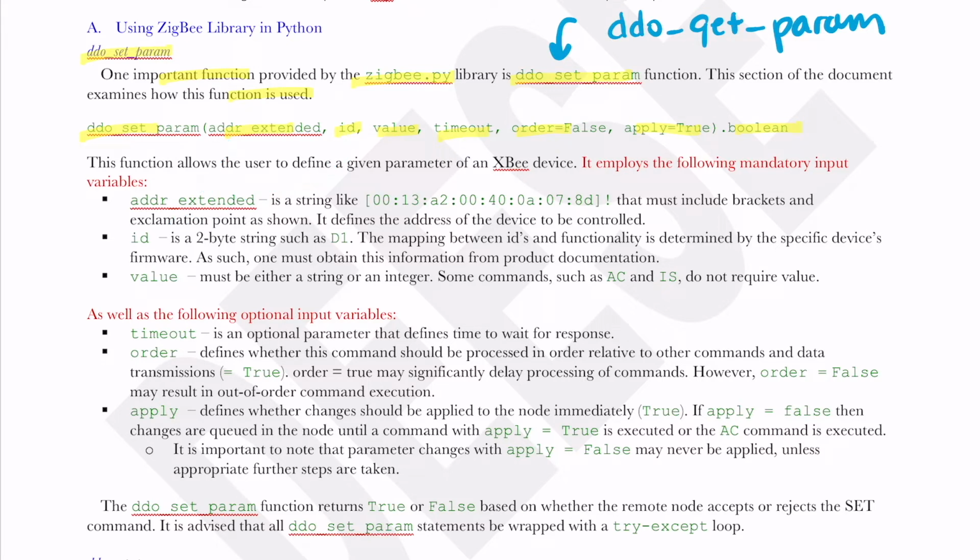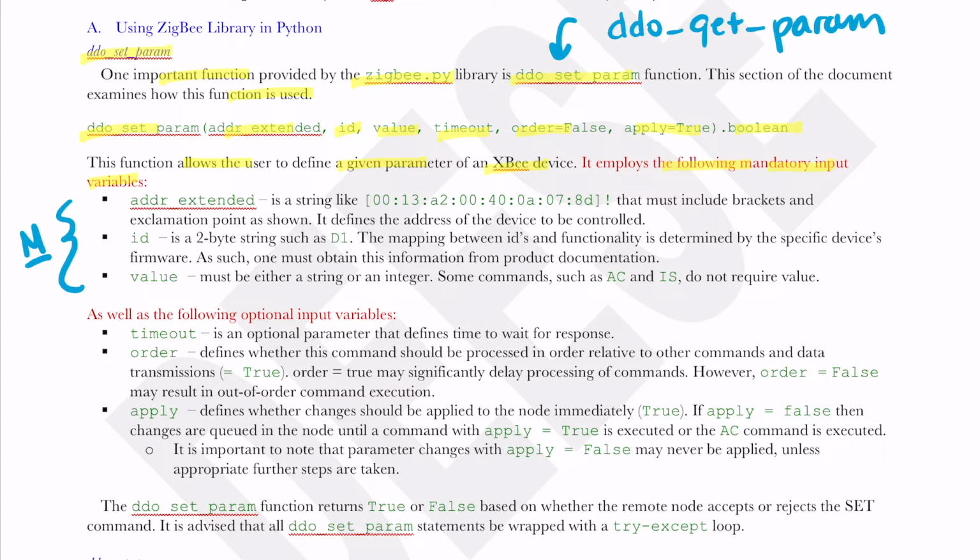Okay, so let's look through them. This function allows the user to define a given parameter of an XBee device. It employs the following mandatory input variables. So these three are mandatory, which I'll just put an M there.